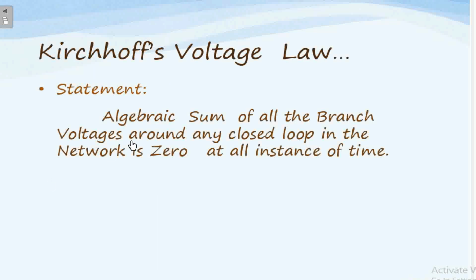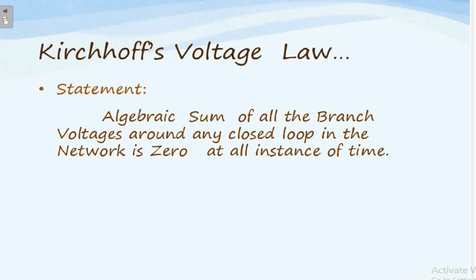Kirchhoff's voltage law. According to the statement, the algebraic sum of all the branch voltages around any closed loop in the network is 0 at all instants of time. So it means that the sum of all the branch voltages within the loop must be equal to 0 to obey Kirchhoff's voltage law.